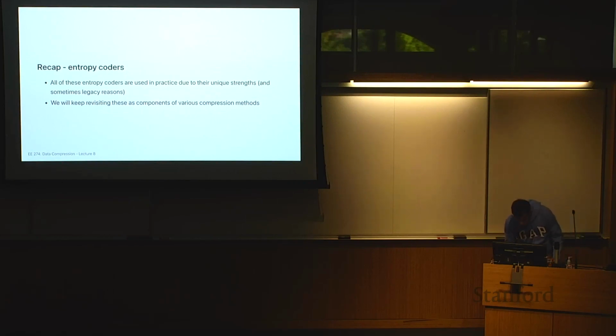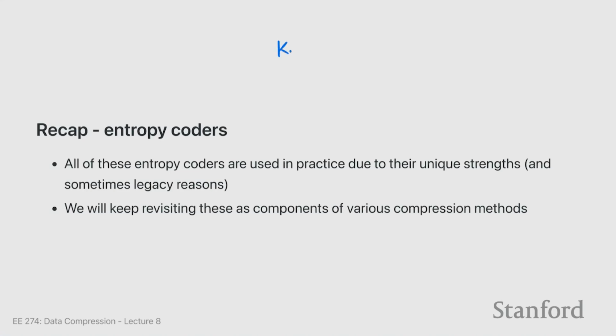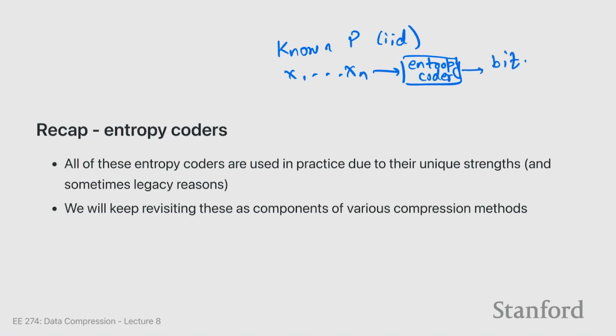So you have known P, which is IID, and you have x1 to xn, and you take your entropy coder, and you get bits, and you want the number of bits to be roughly equal to n times the entropy of x. Right. So all of these entropy coders fit this basic block diagram.